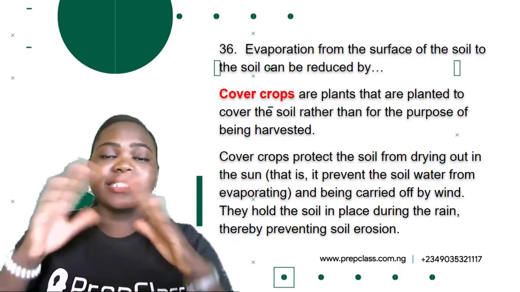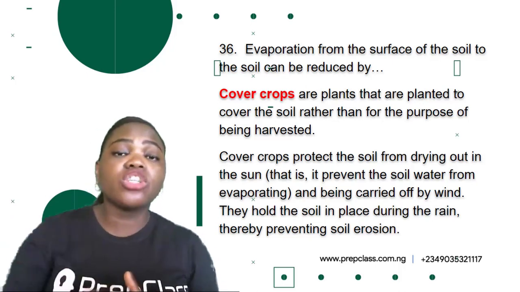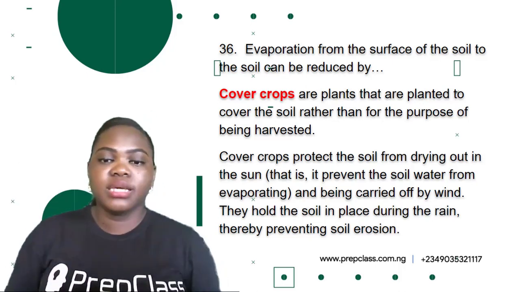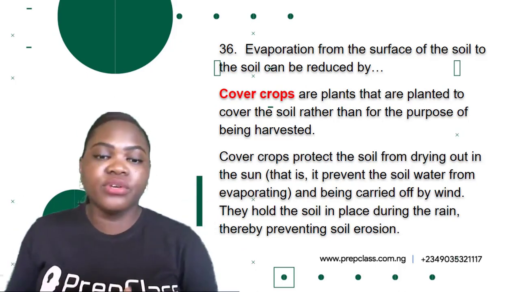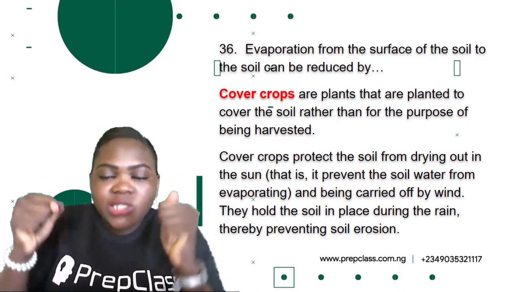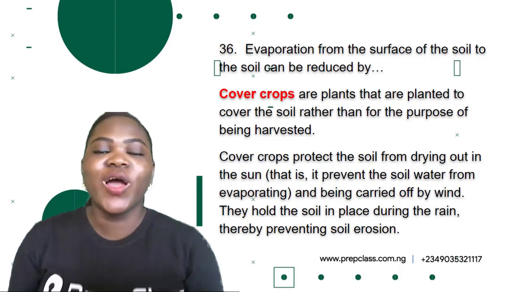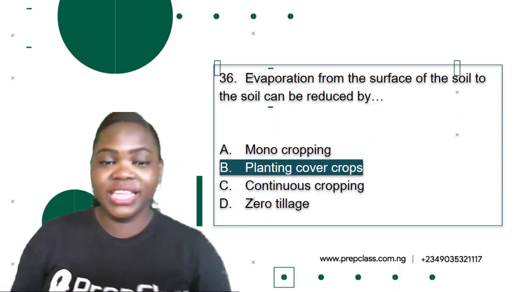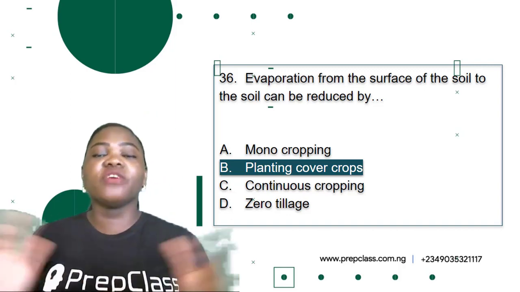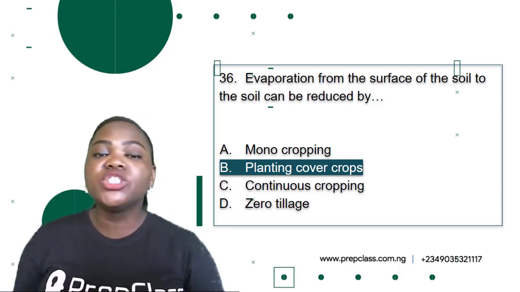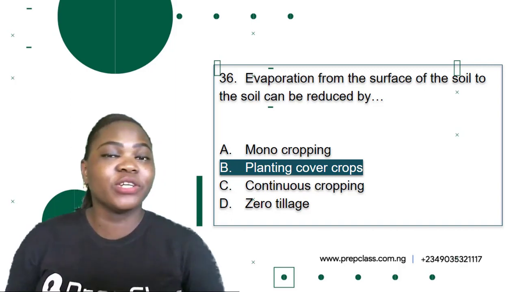Cover crops protect the soil from drying out in the sun. That is, it prevents the soil water from evaporating. It also prevents the soil from being carried by the wind, that's wind erosion. Okay, they hold the soil in place during rain, thereby preventing soil erosion. All right, so the correct option here is option B, planting cover crops. Evaporation from the surface of the soil can be reduced by planting cover crops. So the correct option is option B.